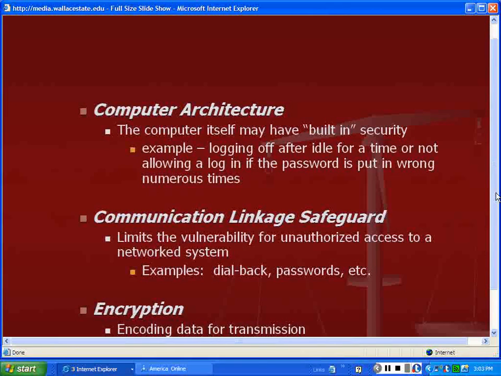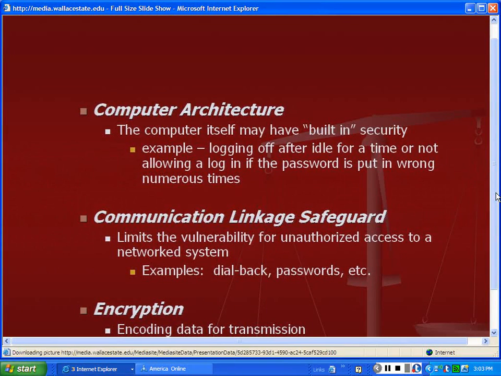Communication linkage safeguards. What this is talking about is limiting the vulnerability for unauthorized access to a network system, meaning when computers are linked to each other and sharing information. I know some systems you can call up from a remote location to get into a computer system, and some of the safeguards would be that you have to put a password in to get in, or it could even be you have to go through an operator, and then the operator will dial you back before you can get in the system. So it's just extra safeguards.